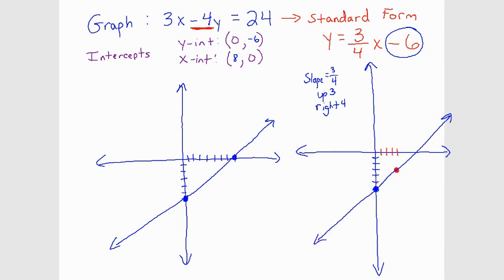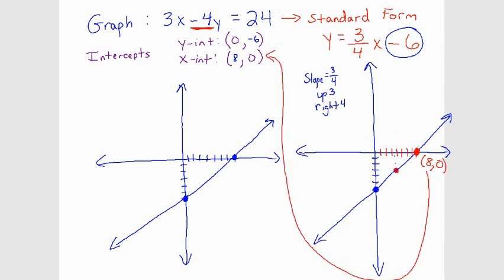All right. Now, really quickly, if we wanted to do that one more time, again, you need 2 points, but you could go up 1, 2, 3, and we're at the x-axis. And if we go over 1, 2, 3, 4, look at that. We're at x equals 8 because we've gone right 8 times. We've gone up 6 times. So we're at the point 8, 0, which comes all the way back to our x-intercept.